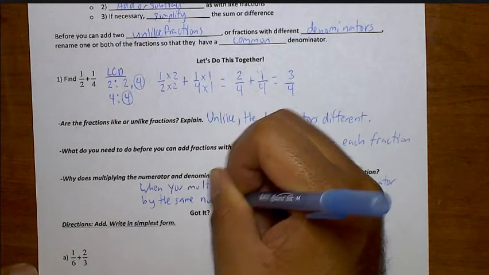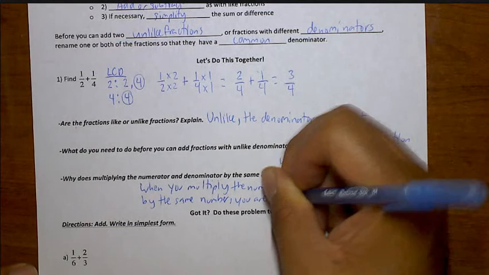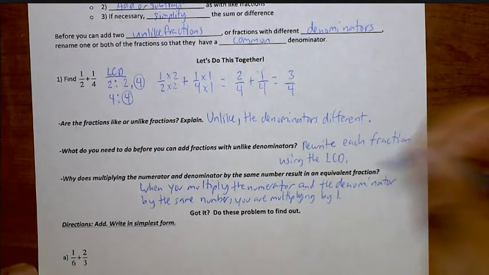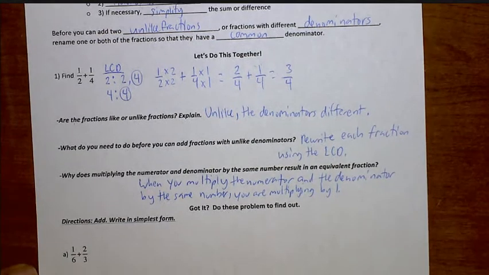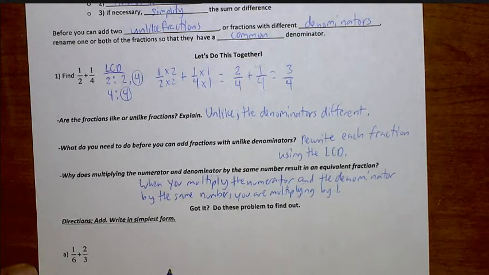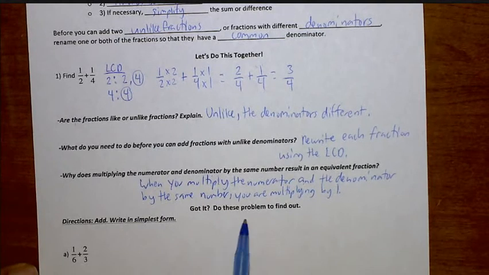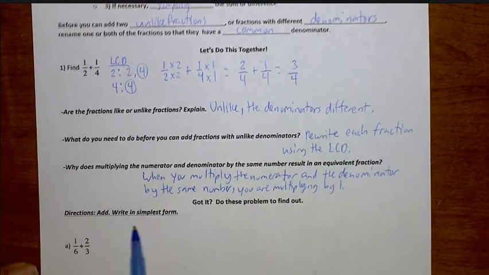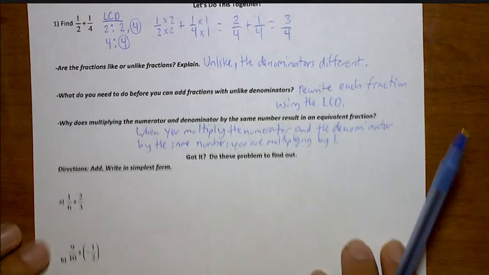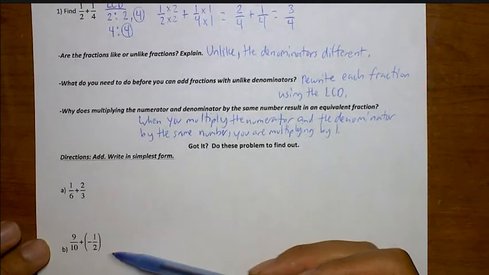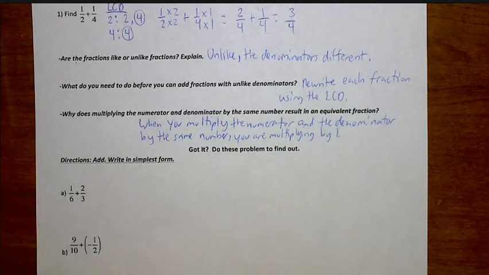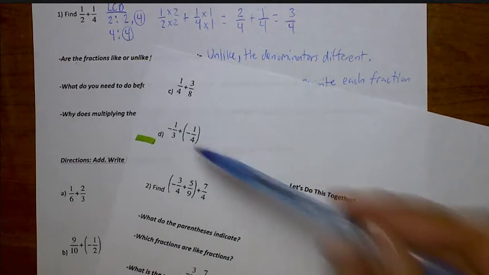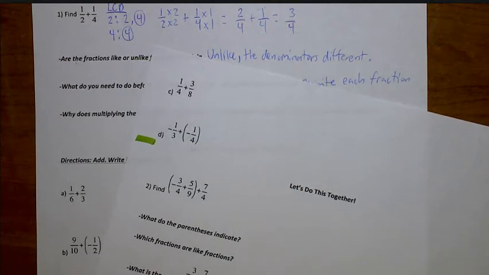All right, perfect. So we have 2 questions here. Actually, we have 4 questions under the got it. I want you to be able to do these problems to find out how much you understand what we just covered. So the directions, add and write in simplest form. So I'd like for you to do letter A, letter B, and on the next page, letter C and letter D. I want you to try to do those 4 problems by yourself. So at this point, please pause the video, complete the 4 problems independently, and when you're done, go back and press play and hear the solutions that I came up with.